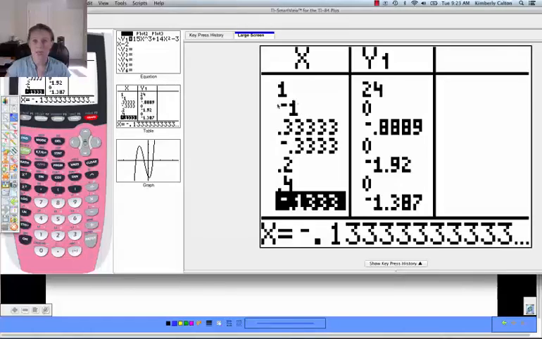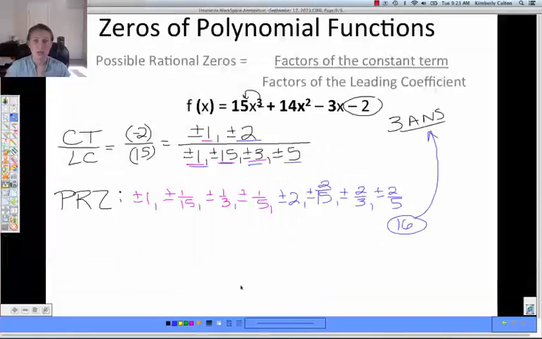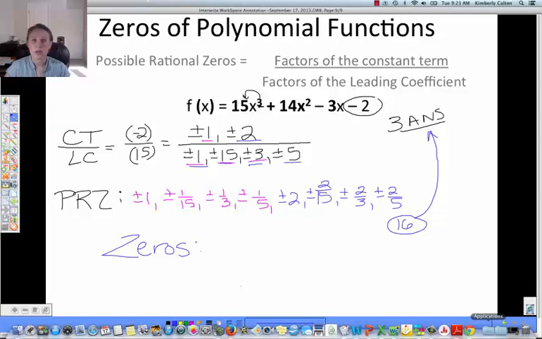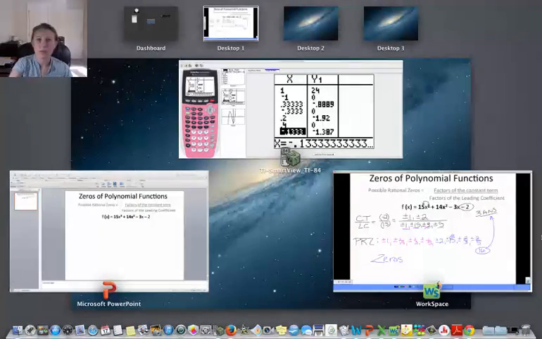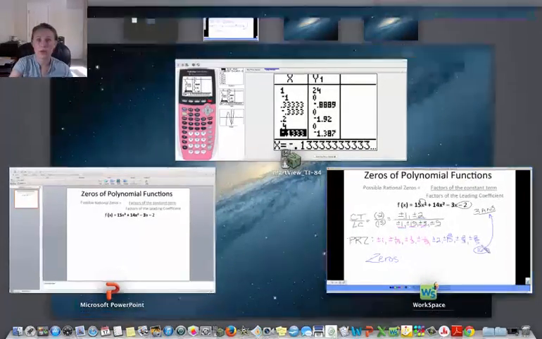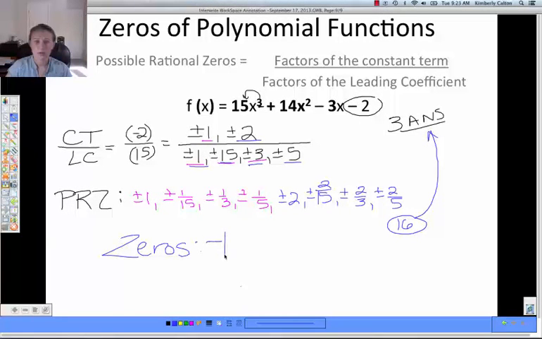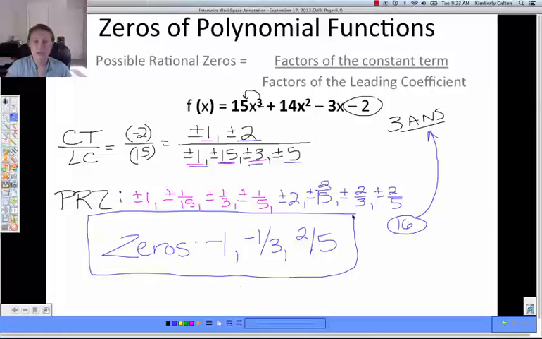So notice that those answers are -1, -0.333333, which happens to be -1/3, and 0.4, which is 2/5. So in this case, let me make sure I have the right sign on them. My zeros are -1, -1/3, and 0.4, which is 2/5. And since all of these are real zeros, I don't have to go any further, and my problem is complete.